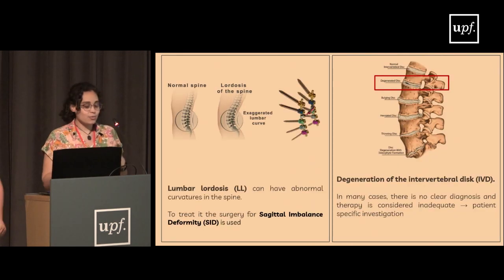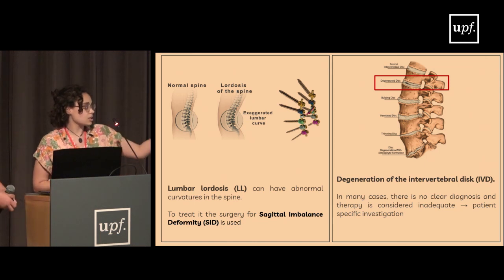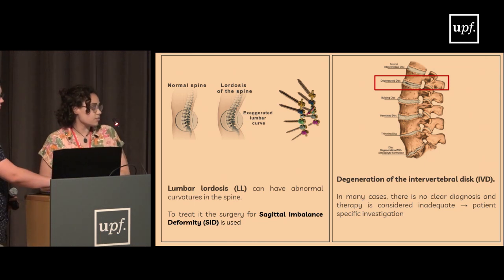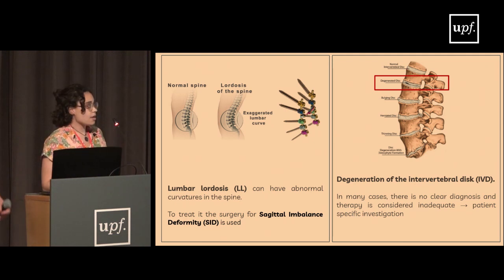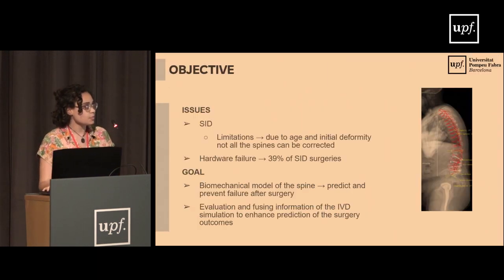As I said, we are working with two hands-ons, so we had two main topics. The first one is about lumbar lordosis, or LL, that basically is a deviation of the alignment in the spinal cord that usually requires a surgery for its correction. This surgery is called sagittal imbalance deformity, or SID. The other topic was about intervertebral disc degeneration, and normally the diagnosis and the therapy for it are not collagenous, so there's a requirement of really good patient-specific models.